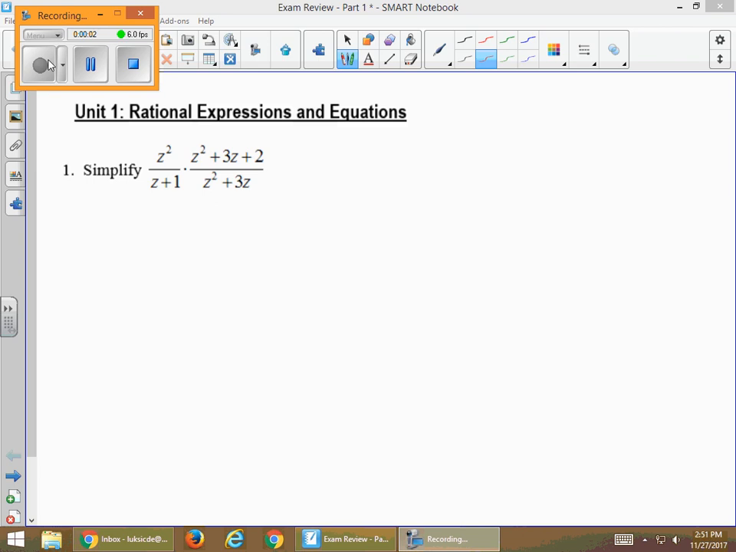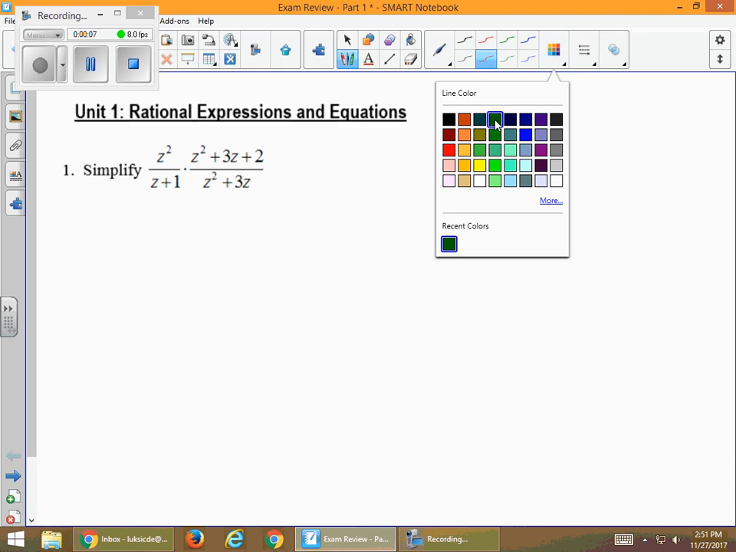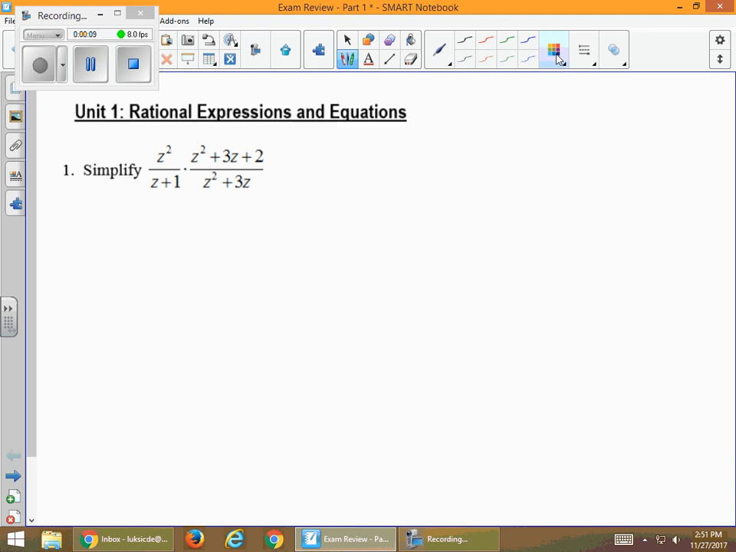Okay, Unit 1, Rational Expressions and Equations from long, long ago. The first problem here is just a multiplication problem. Remember, you want to factor as much as you can to see if you can cancel anything. So I'm going to factor my trinomial and this little binomial in this second fraction first. So the first fraction is going to stay the same.